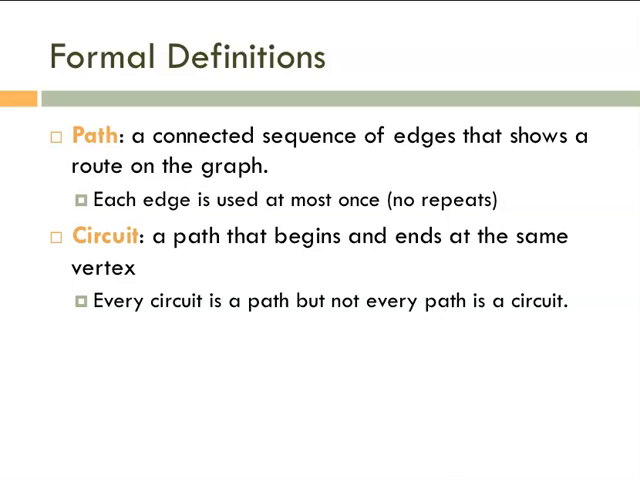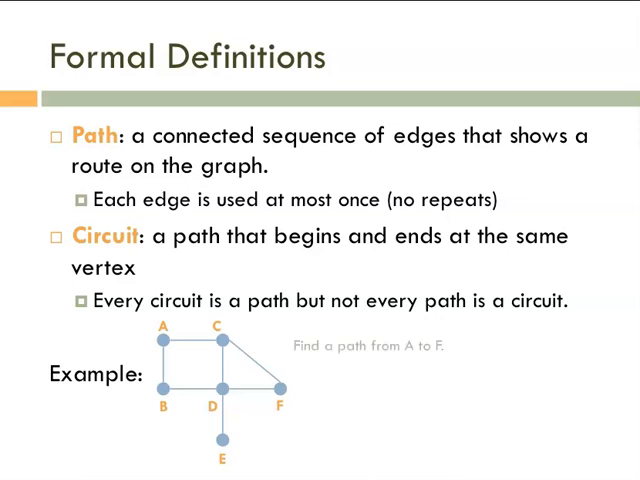Okay, so for example, we have this graph here. We'll label all the vertices. So if you were asked to find a path from A to F, well, there are many paths to get from A to F, right? So as long as you're using each edge no more than once. You don't have to use the edge if you don't need to, but you can't use an edge more than once. So for example, it could be A, B, D, F, right?